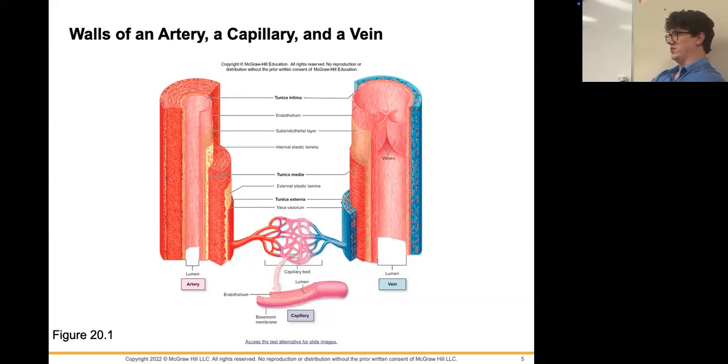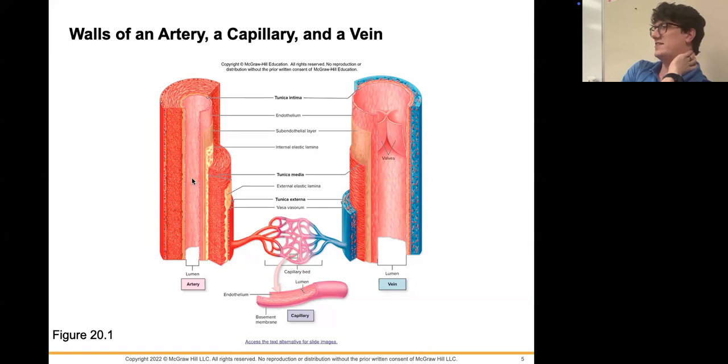But also it contracts, right? So muscle cells can contract, which means we can contract these muscles, right? So if we can contract these muscles, what's going to happen to this opening? It gets smaller. So we can utilize the muscle in the tunica media of the arteries to control the flow of blood.